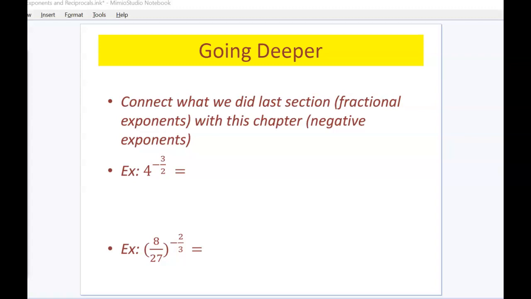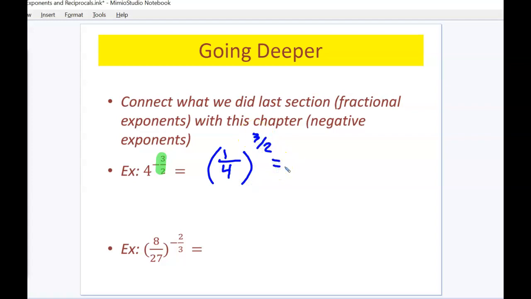In the second part of 4.5, we're going to connect what we did with fractional exponents, and now we're going to have fractional negative exponents. So again, we're looking at this example. We have 4 raised to the negative 3/2. And the first thing I want to do is get rid of that negative exponent. So to do that, I have to reciprocate my base. So I have 1/4 raised to the positive 3/2.